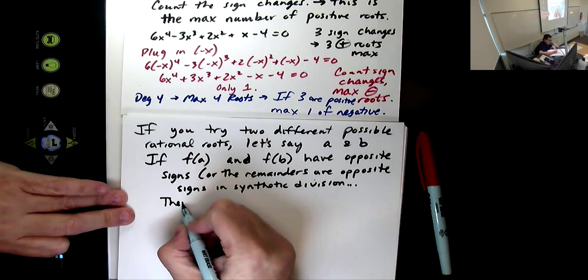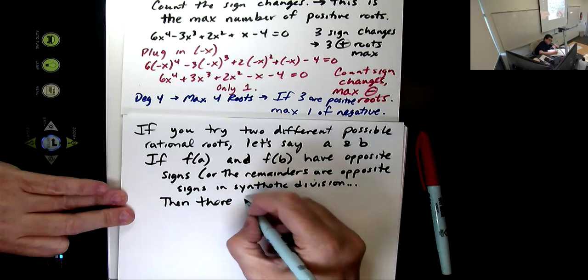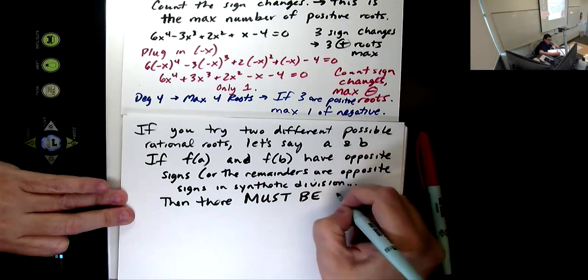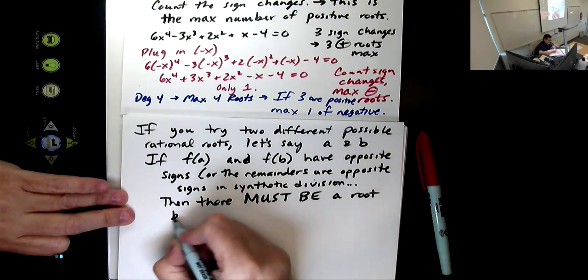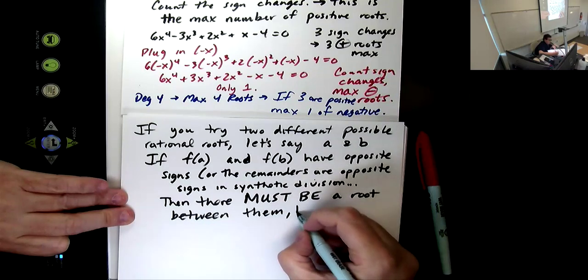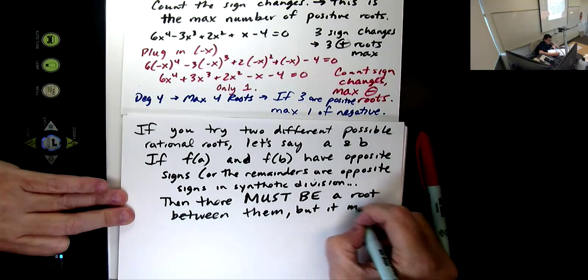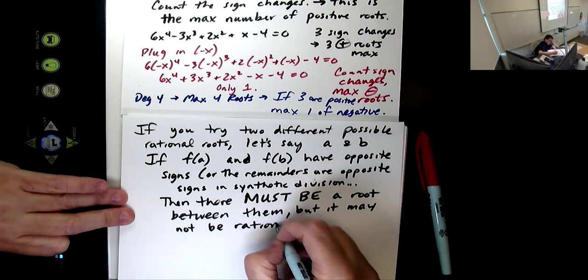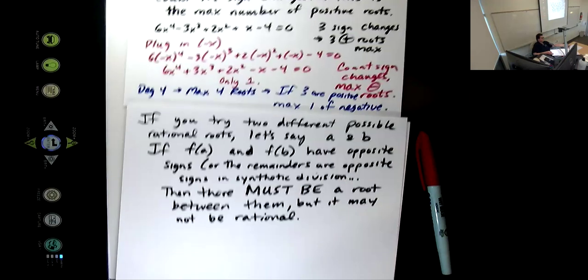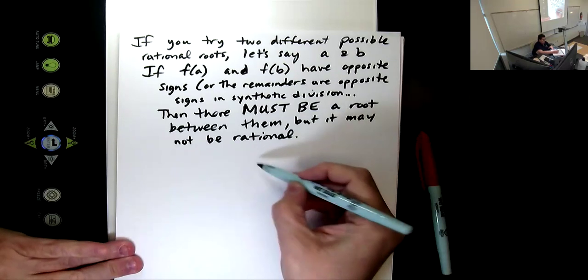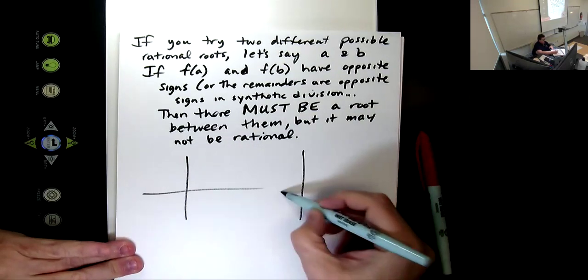Then there must be a root between them. But it may not be rational. We'll do this graphically to see what's going on. I'll do 2 different options.